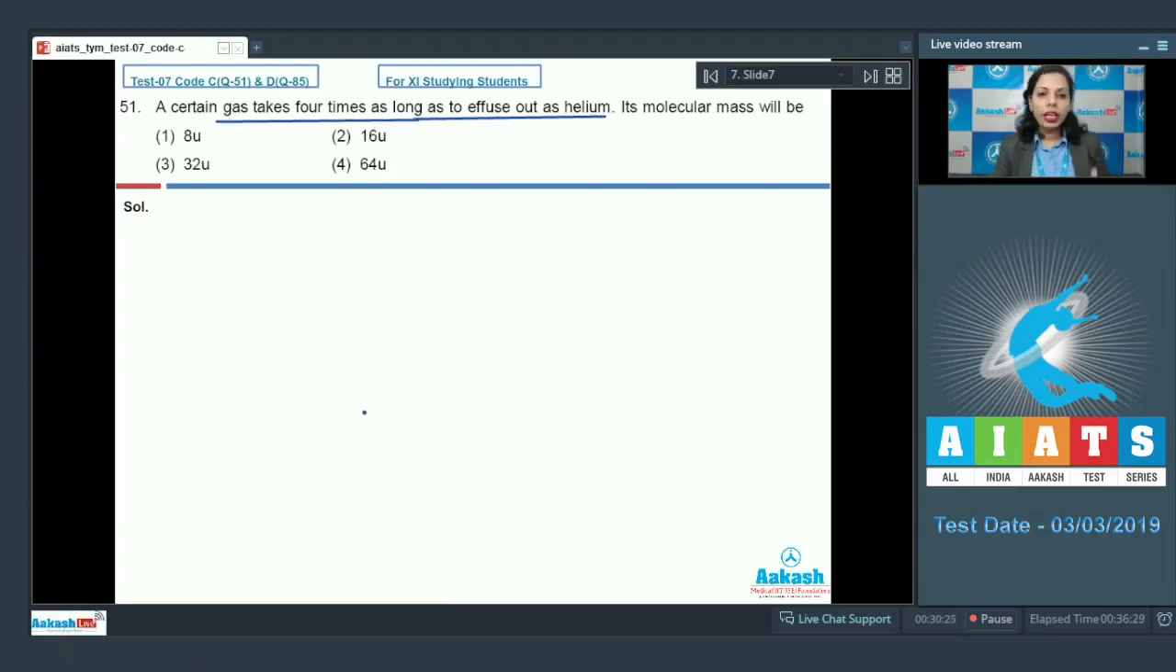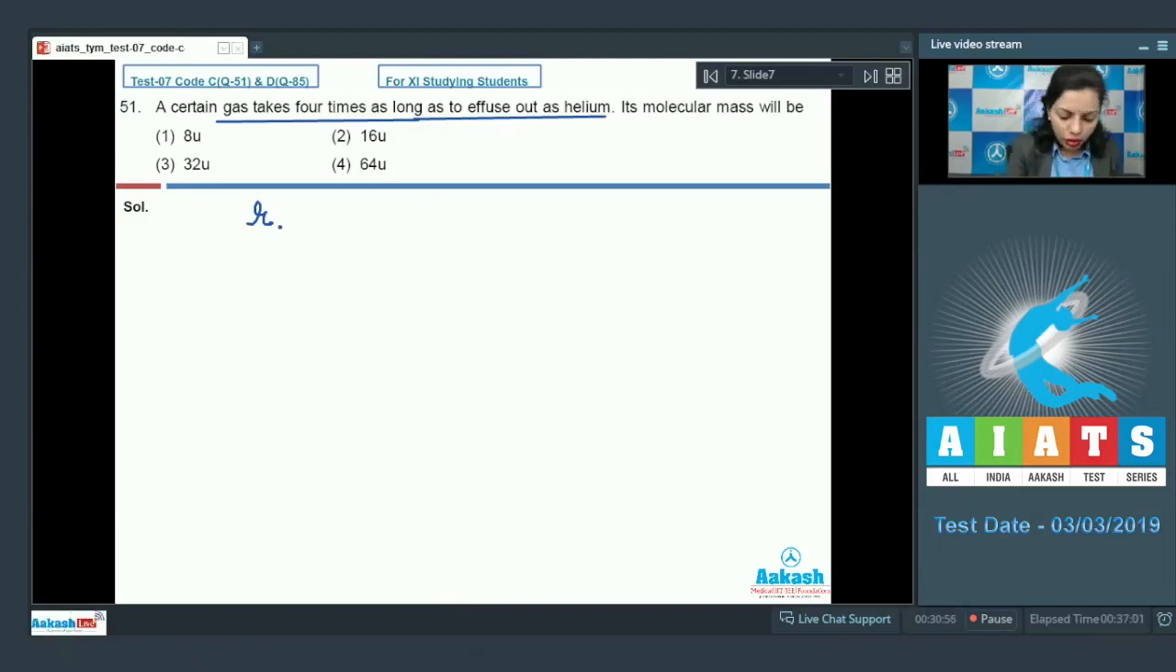If I talk about rate of effusion or rate of diffusion, it depends on two things. Number one, the time taken by it. Number two, its molar mass also. To understand the relation between the rate of effusion and the molar mass is the law given by Graham. That's called Graham's law of diffusion, and we'll use it here.